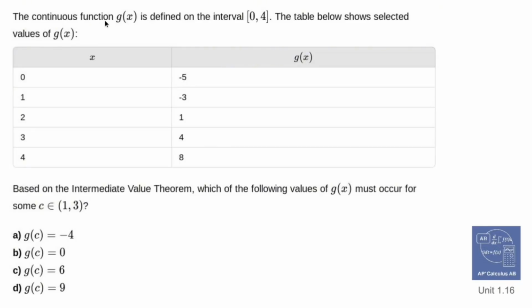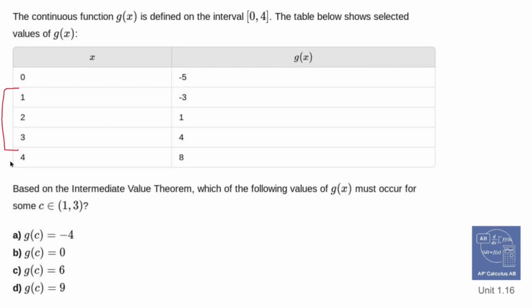The continuous function g of x is defined on the interval [0, 4]. The table below shows selected values of g of x, with equally spaced input values, and output values negative 5, negative 3, 1, 4, and 8. Based on the intermediate value theorem, which of the following values of g of x must occur for some c in between 1 and 3?